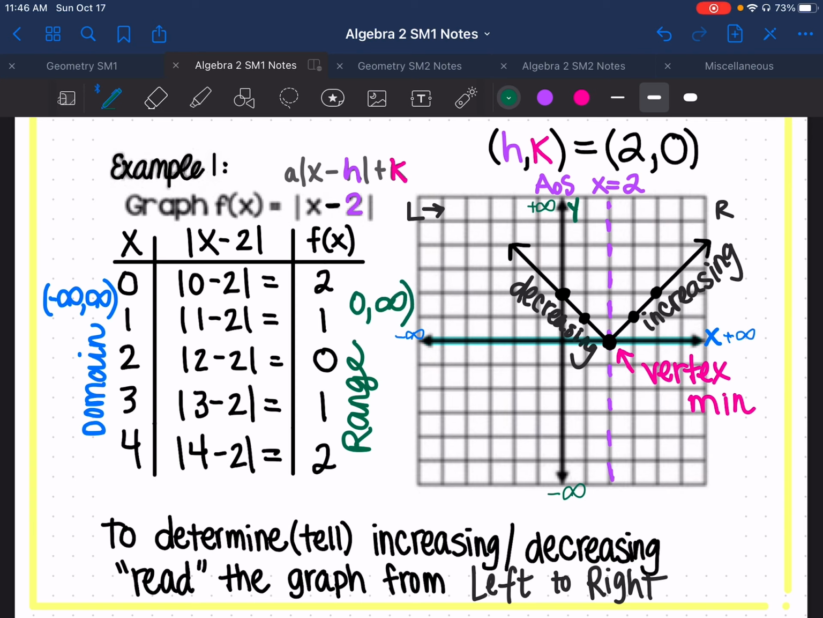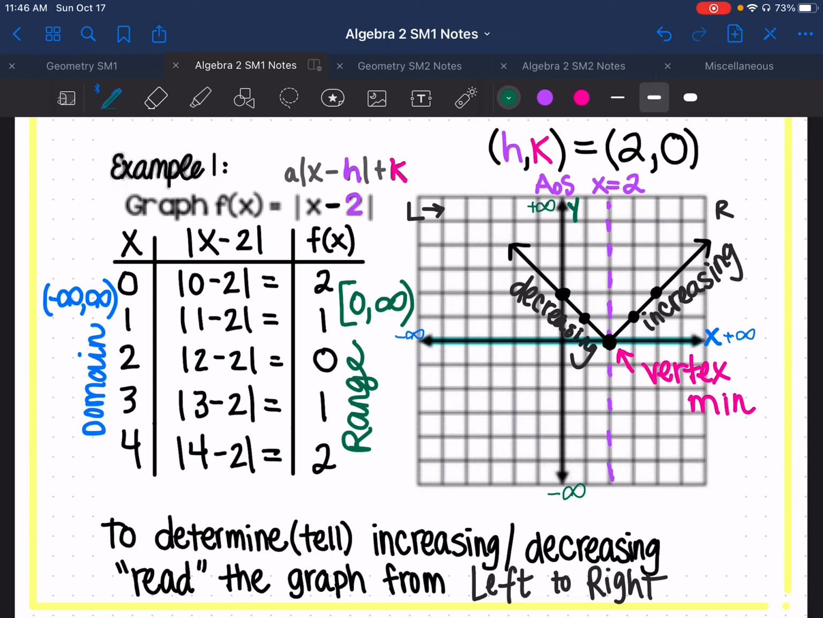I know that infinity, whether it's positive or negative, always gets a parenthesis. The 0, I have to look at the point. Is it open or is it closed? Well, there's no restriction on this graph, so it is closed. I'm going to use a bracket, and that's it.